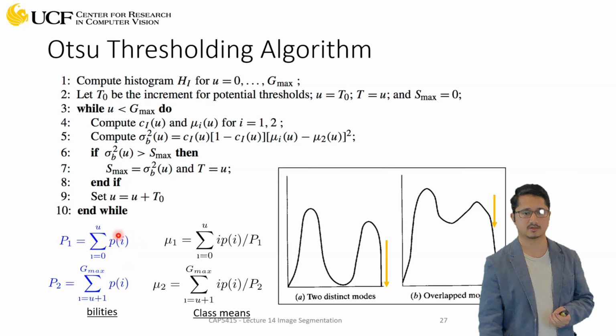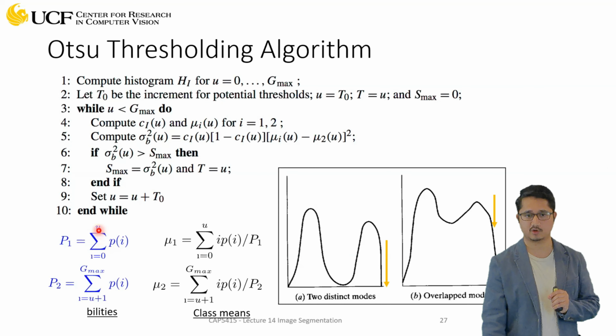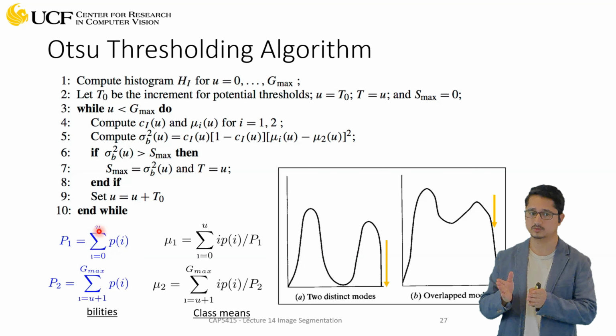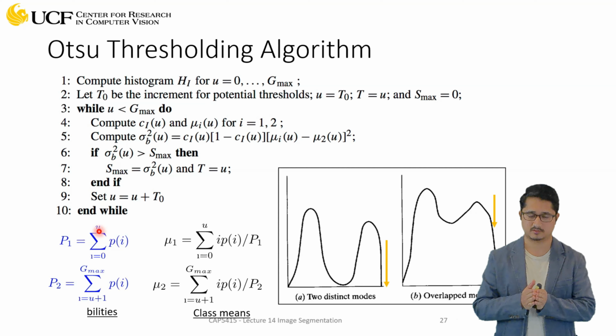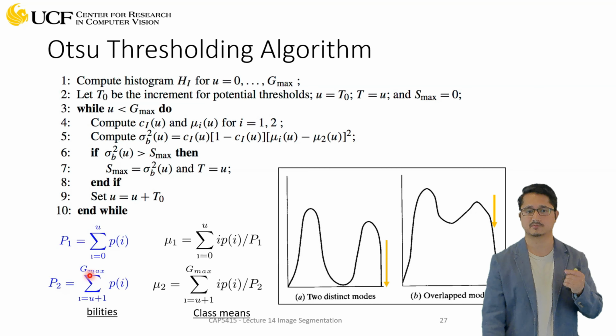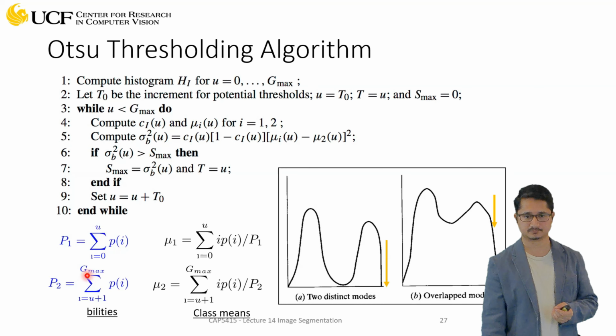You just count the number of pixels you have in foreground and the number of pixels you have in background, again considering this threshold. And this is important because this threshold is something which you have to compute. You don't know that threshold, which means that for a different threshold, your P1 and P2 are going to change. And that's what we have to optimize here.